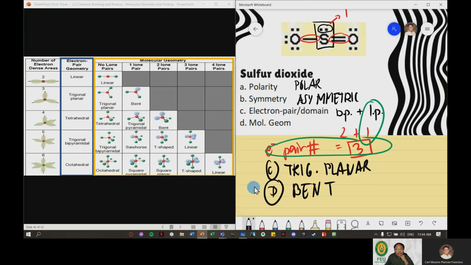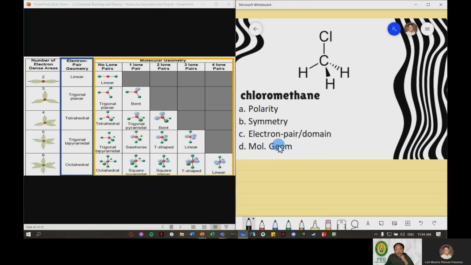Okay? Another example, let us have here chloromethane. Check the central atom, no lone pair. However, look at the terminal atoms. They are not identical. You see here, you have 1 chlorine. So the moment that you see that the terminal atoms are not the same or identical, your answer should be polar asymmetric.